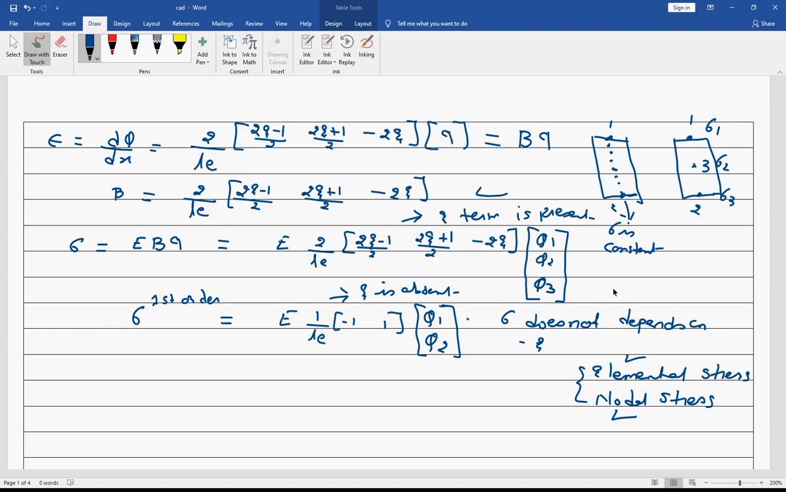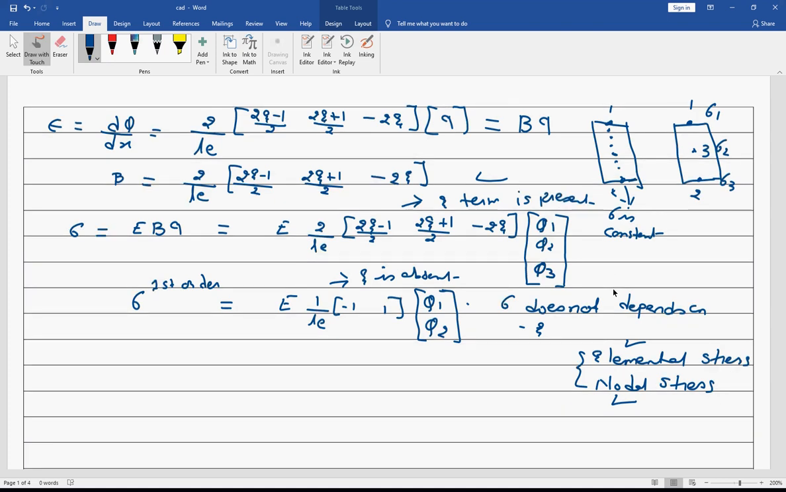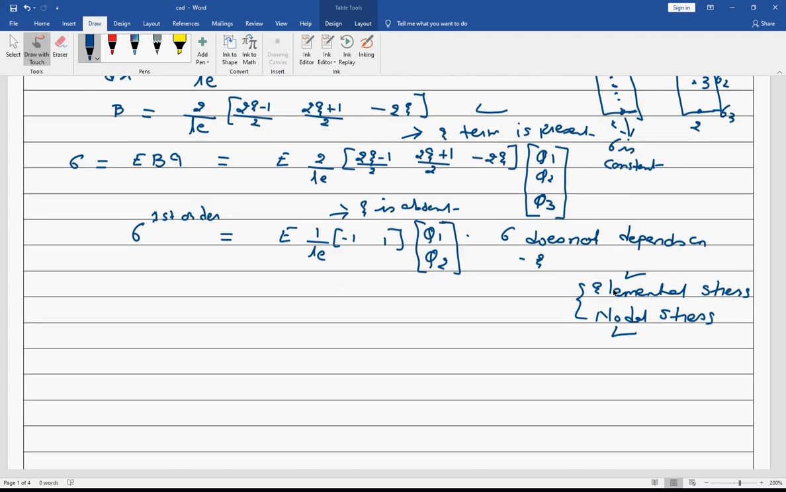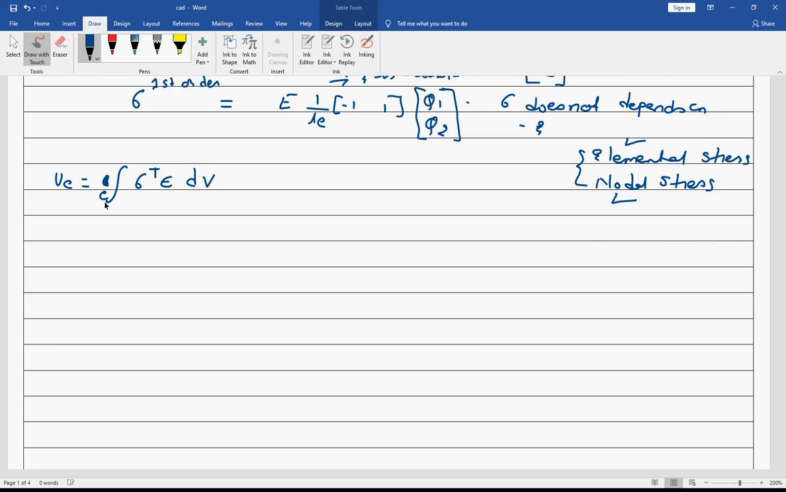Now, internal energy is equal to the integration over the element of sigma transpose epsilon dV. So over the element I am trying to integrate. This we have already derived: internal energy equals integration over the element of sigma transpose epsilon dV. If you do not remember, just watch my previous lecture.